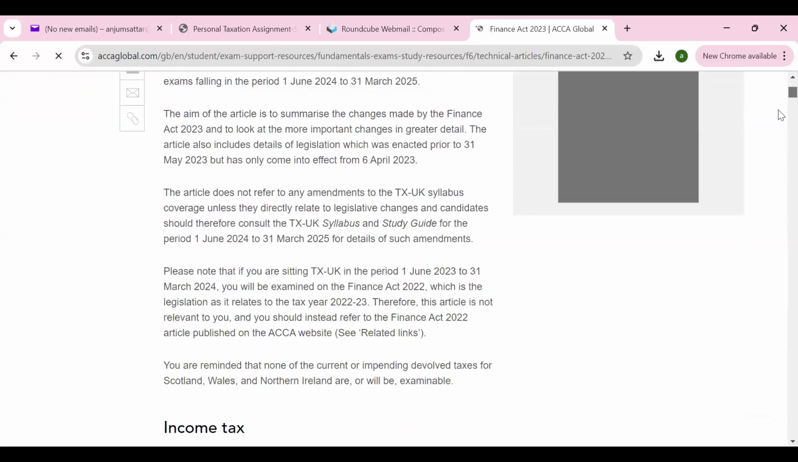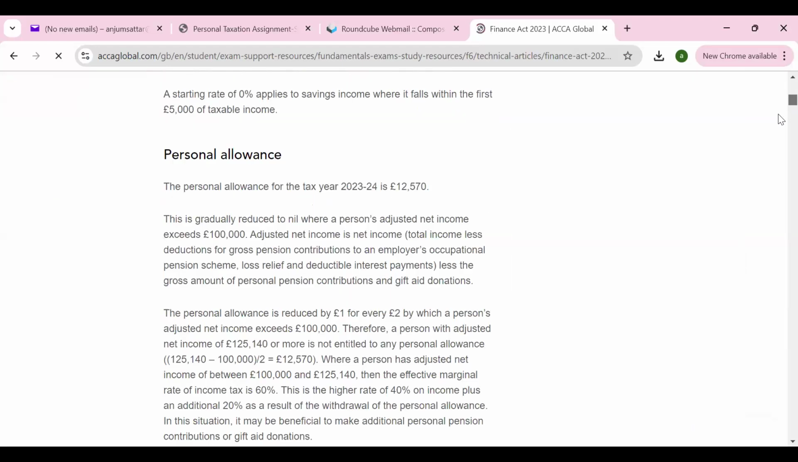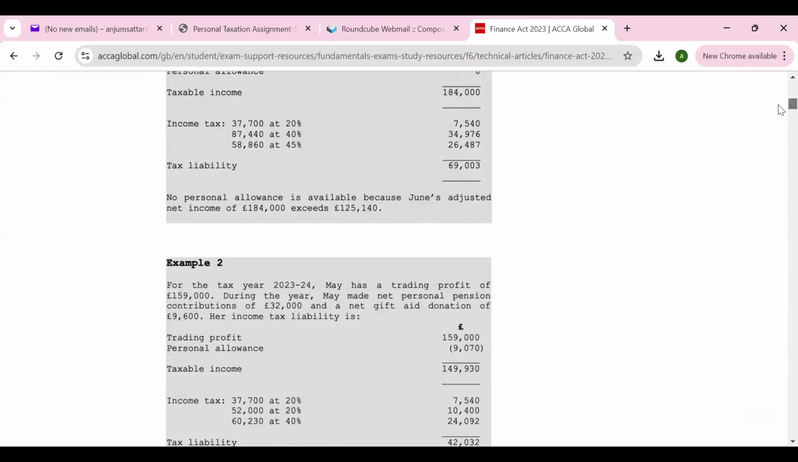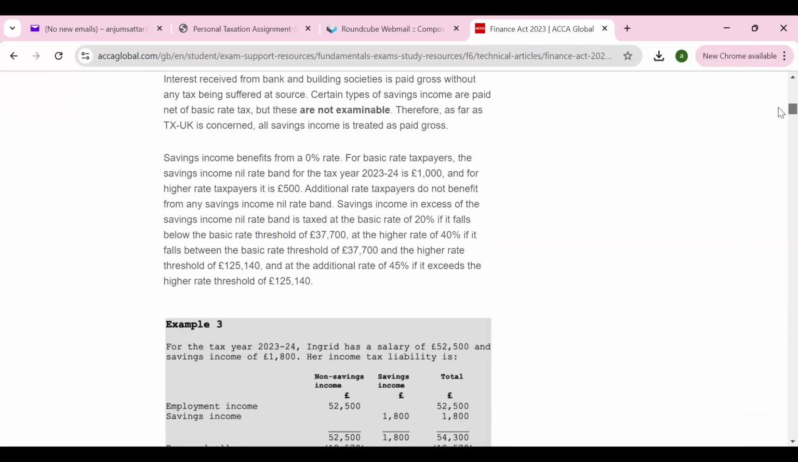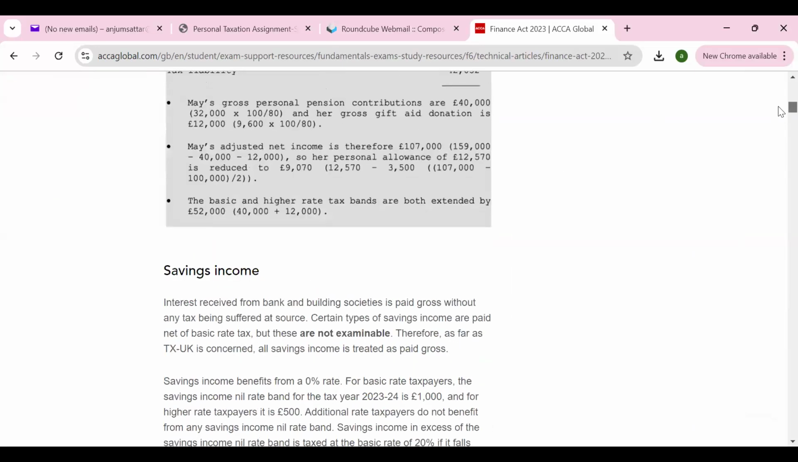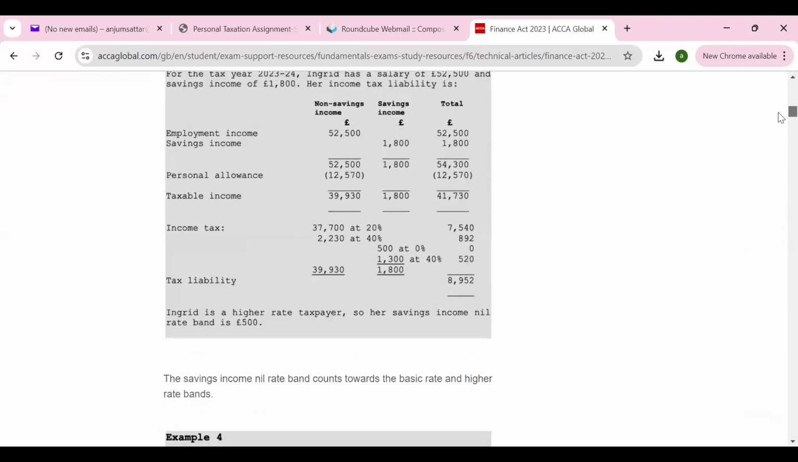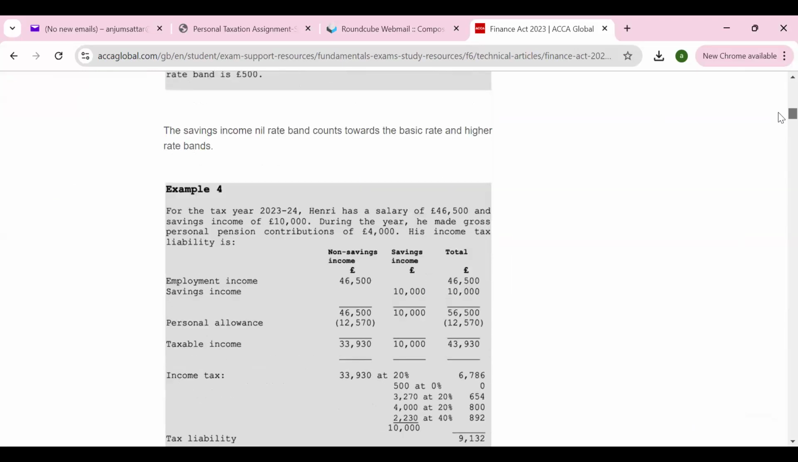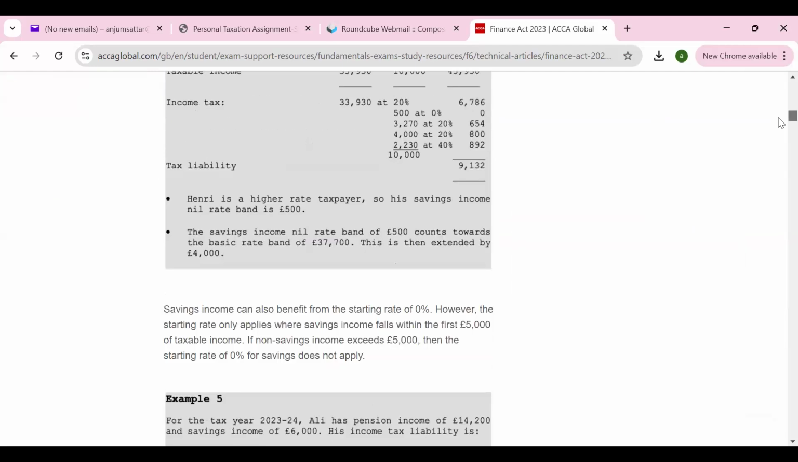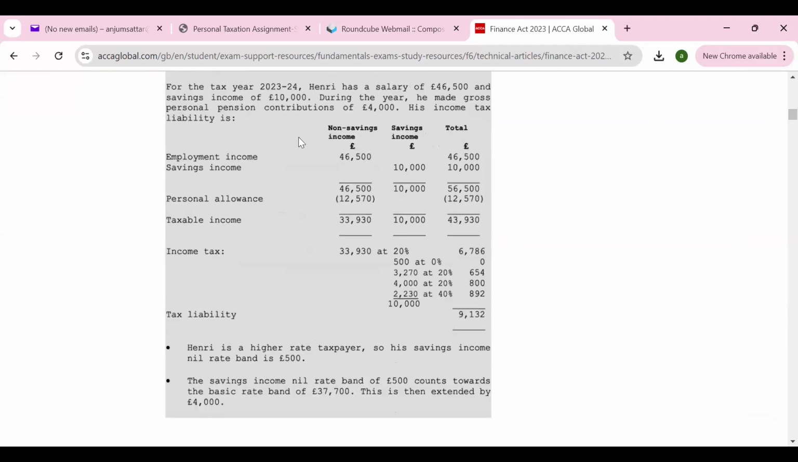Let's say personal allowance, the example you've been given here is the trading profit, because you're looking more at individual income, saving income. Let's say you're doing the saving income and calculating. So here the saving income has been explained. You want to calculate the saving and non-saving. Non-saving means your employment income, and you can rewrite it like this. You can check the example.